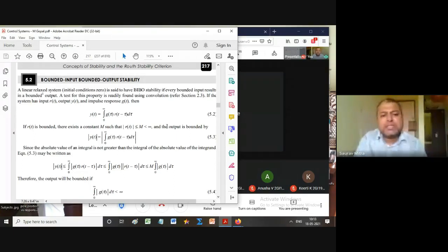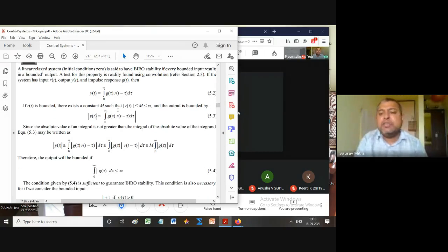So convolution means, in this case what you are finding is y(t), the system response. Now there are two signals. One is the system transfer function. Here the transfer function is given by G(s). So this is in this book.